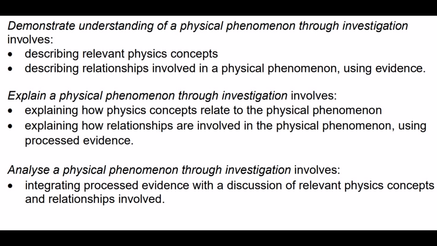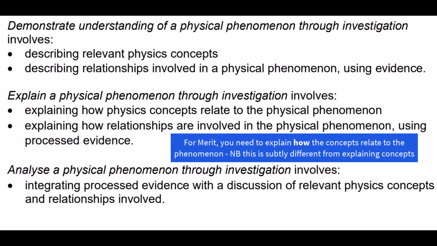So here's the criteria for achieved, merit and excellence according to the standard. For achieved, we need to describe relevant physics concepts. That's plural, so there's got to be at least 2 concepts described. And we need to describe the relationships involved in a physical phenomenon using evidence. Then for merit, we're explaining how the concepts and the relationships are involved in the phenomenon, in this case a bulb. Note that if you're doing 2 investigations, you don't need to get 1 concept from each investigation. You could explain 2 concepts from 1 investigation and none from the other, and that would be okay.